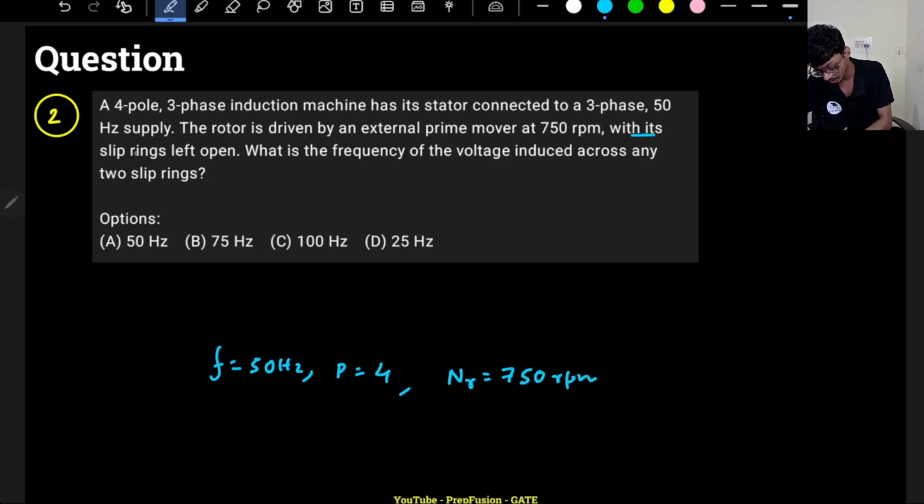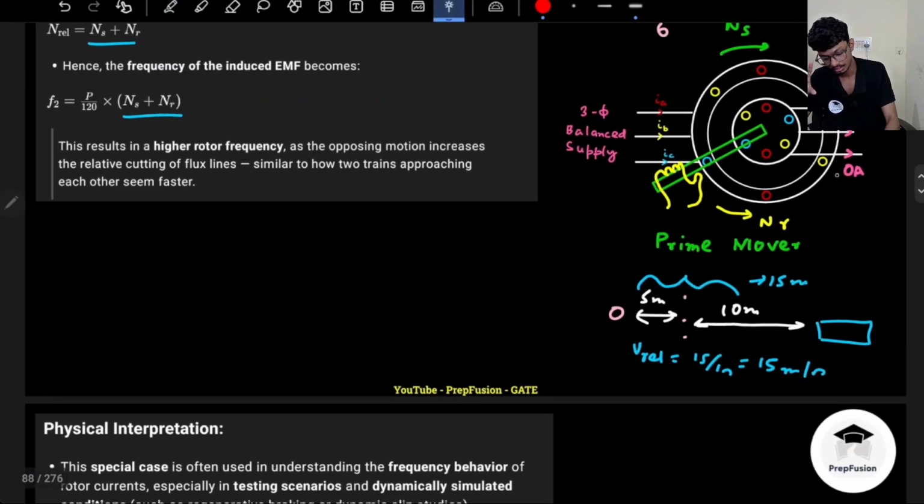Remember, you always have to look for the statement that the slip rings must be open. If the slip rings are not open, something weird will happen because current will flow. If current flows, it will generate a torque. That is a bad thing, right? So whatever we have discussed is with respect to the rotor terminals being open, with no current flowing.